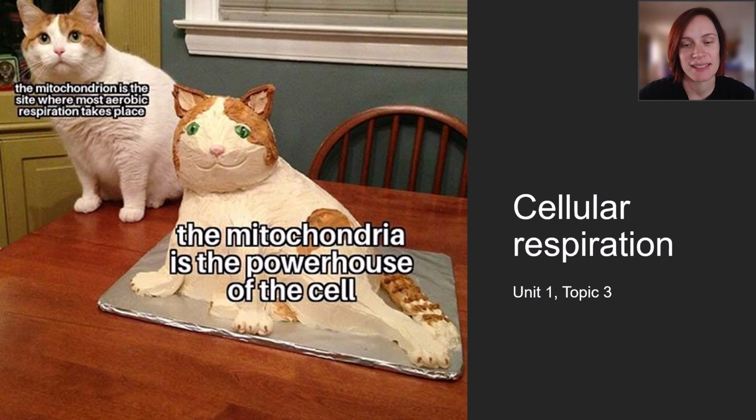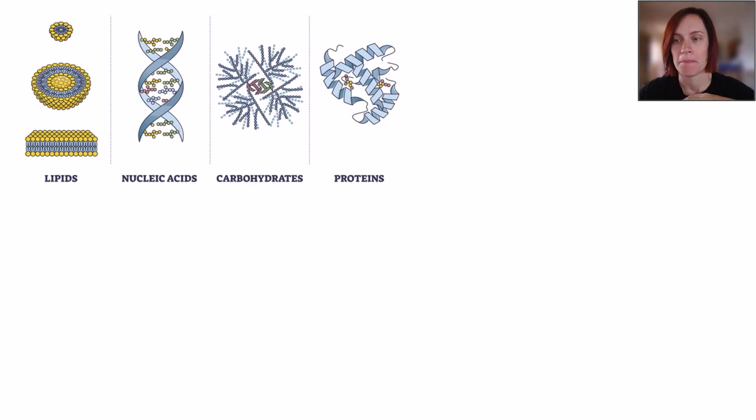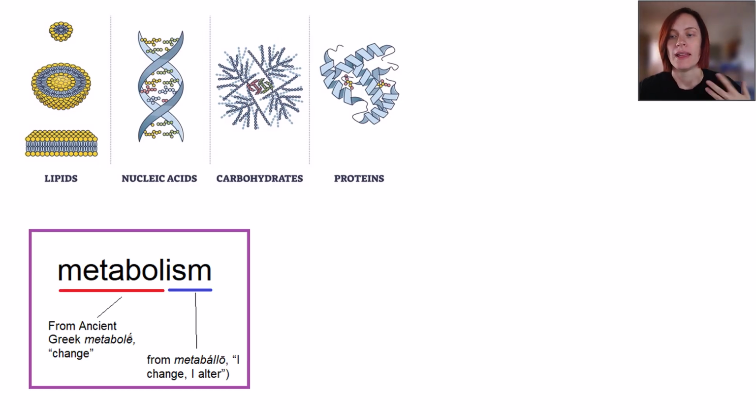In this lesson, we're looking at cellular respiration, which is a pretty dense topic. We've got a lot of things to cover here, but it is quite a complex process. So we already know the main types of molecules that exist in a cell: lipids, nucleic acids, carbohydrates, and proteins. The sum of the chemical reactions that our body undergoes to break them down or build them up is known as metabolism.